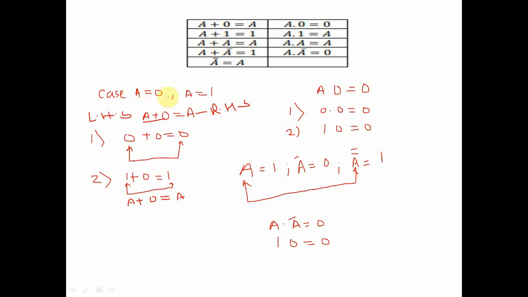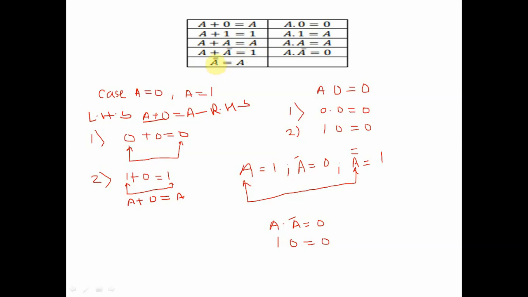Either we take 0 value or we take 1 value, then the answer is similar to A. Now A plus A bar is equal to 1. Put here A is equal to 0, then A bar is nothing but 1. Then 1 plus 0 is equal to 1, or 0 plus 1 is equal to 1.